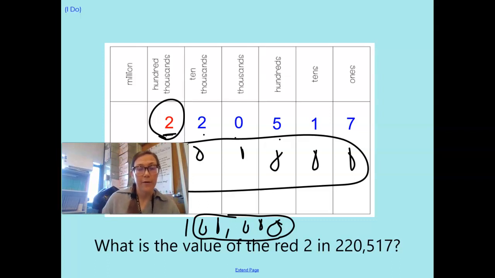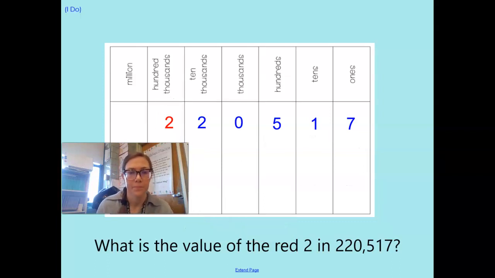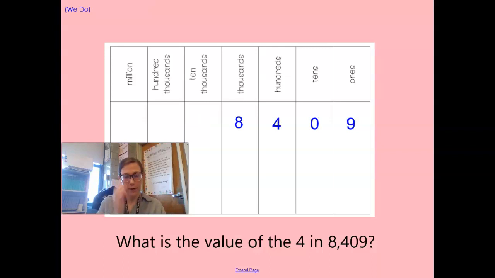Okay, we're going to do 2 together. So I'm going to ask you a question. I'm going to pause, and you think about it, and then we'll see if we're correct. Okay? All right, here's the next one. What is the value of the 4 in 8,409? So go ahead and find the 4 and decide what the value of that 4 is. I'll give you a moment.